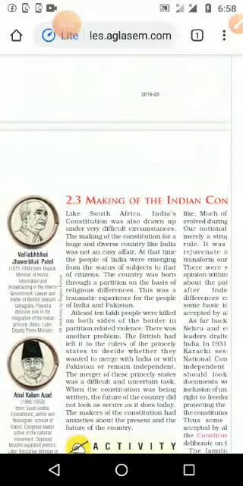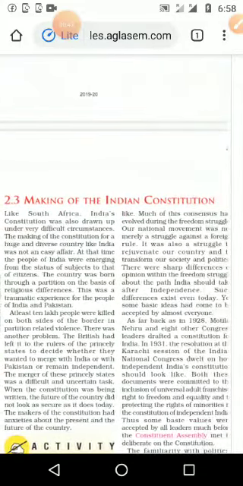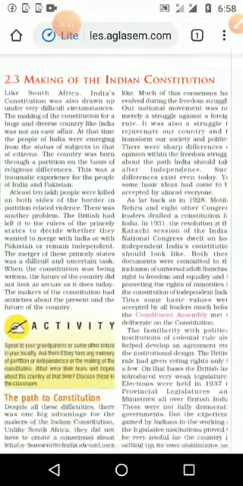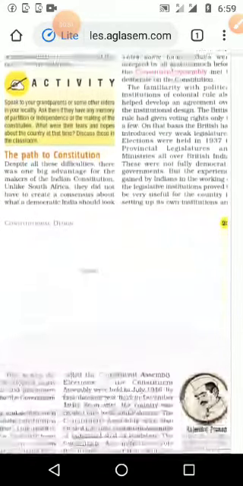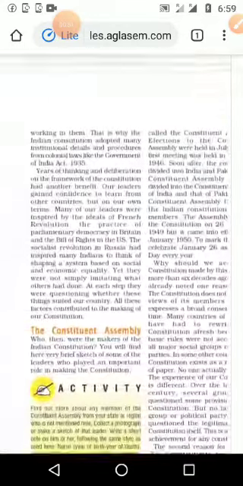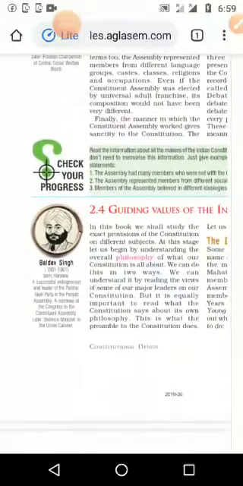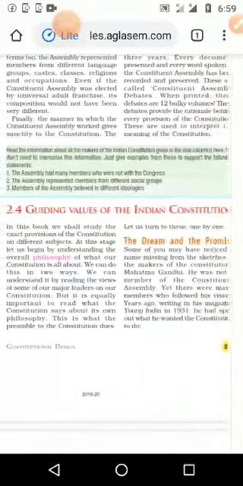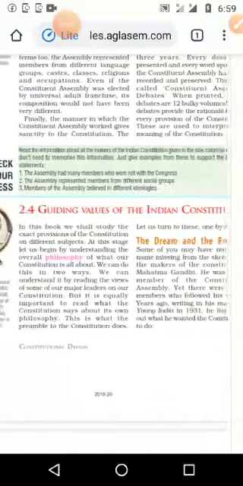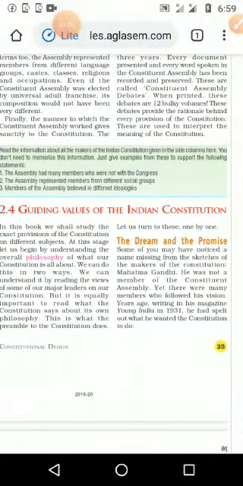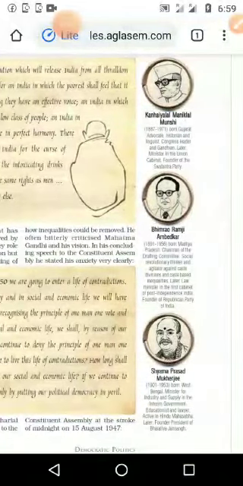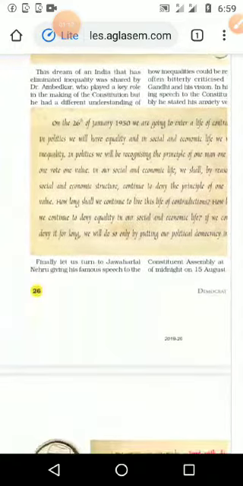And coming to the third point, that is related to India, that is making of Indian constitution, and in that we can see the path of constitution. Then we can see Constituent Assembly of India. Then we can see the guiding values of Indian constitution. What are the guiding values, philosophy of Indian constitution? In that we can see the dream and the promise. Then here it is given the prominent leaders and their work related to constitution.